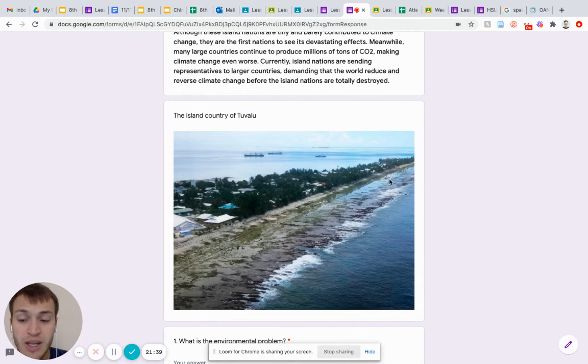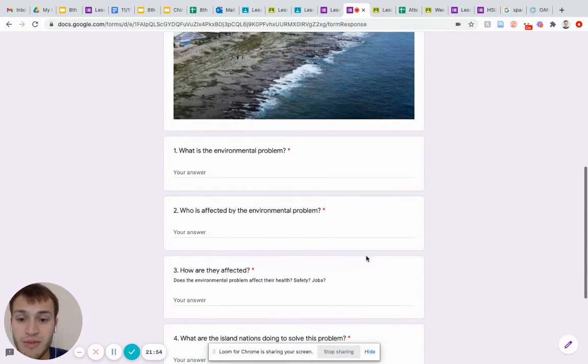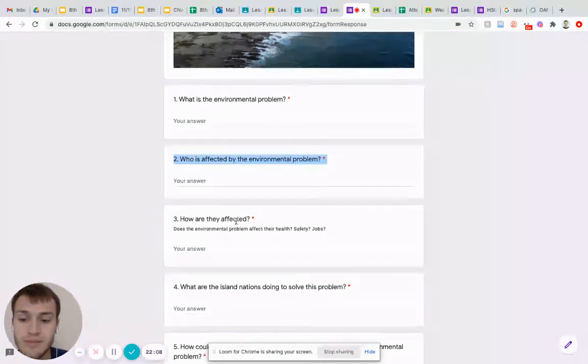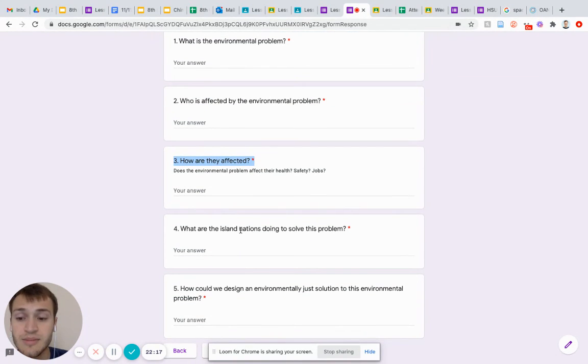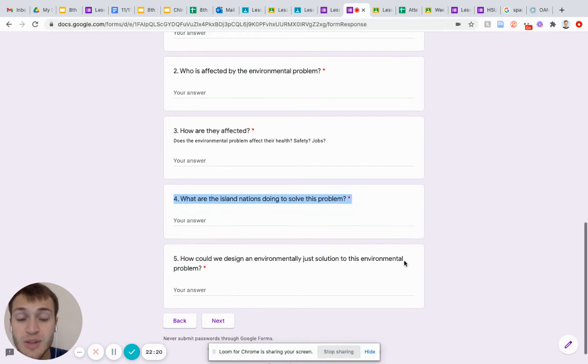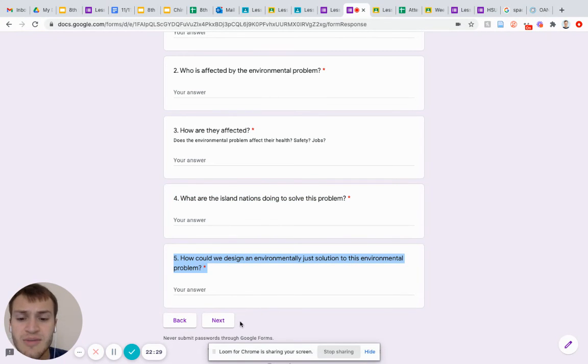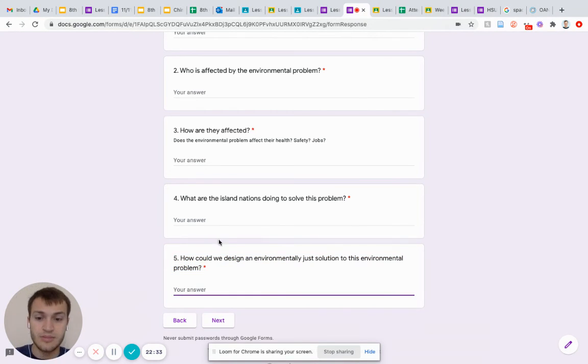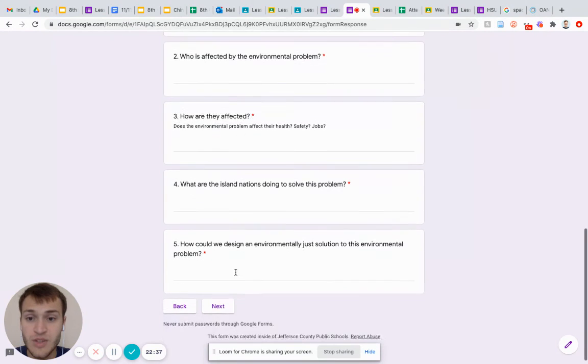So here's the island country of Tuvalu. You can see it's a pretty thin island, and the rising sea levels are threatening to just totally overtake the land. So this one you're going to answer by yourself. Number 1 says, what is the environmental problem? Number 2 says, who is affected by the environmental problem? Number 3 says, how are they affected? Does the environmental problem affect their health, safety, jobs? Number 4, what are the island nations doing to solve this problem? And number 5, how could we design an environmentally just solution to this environmental problem? So write your answers there.